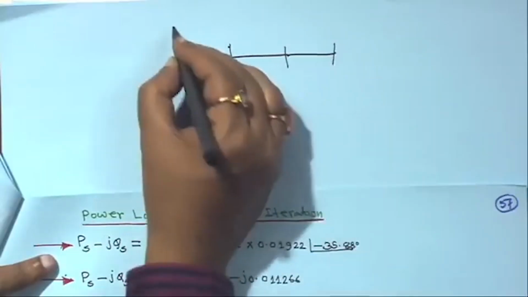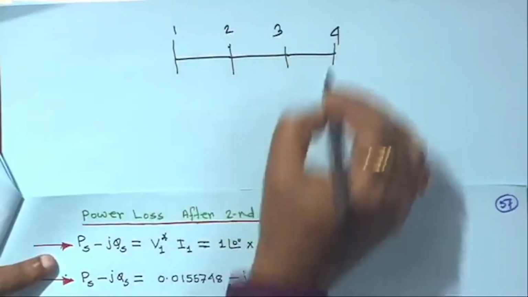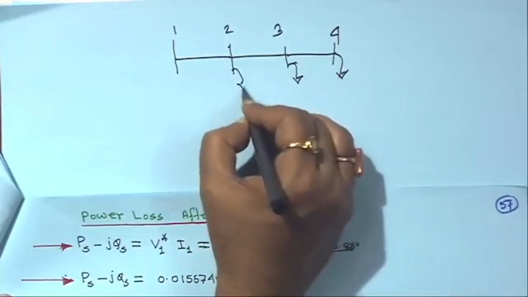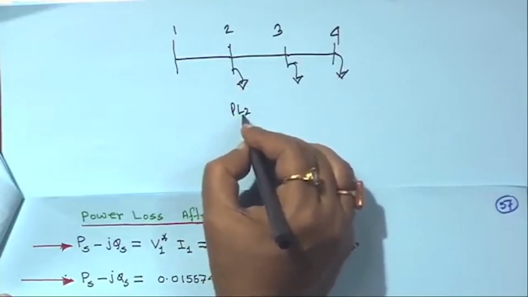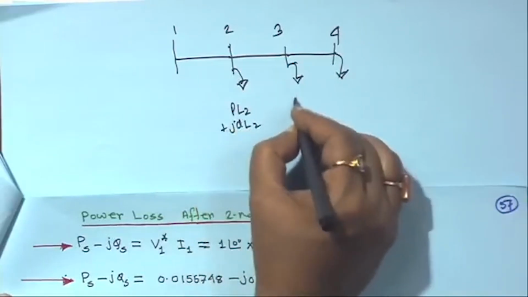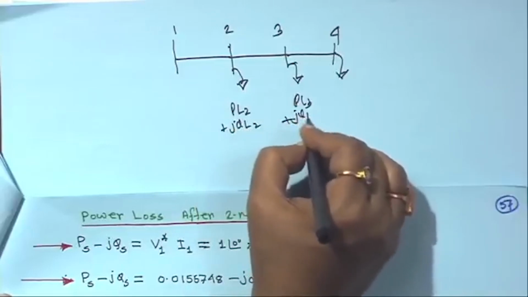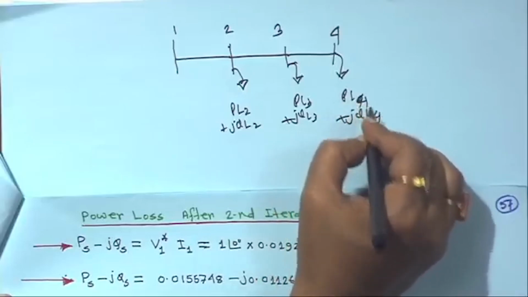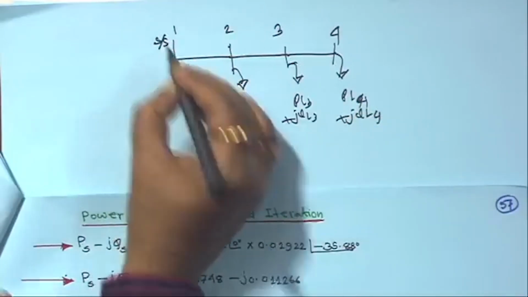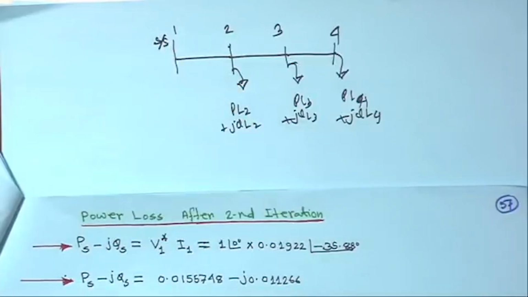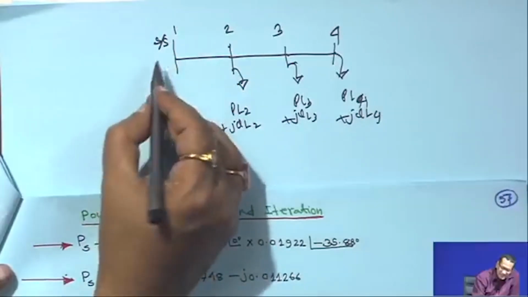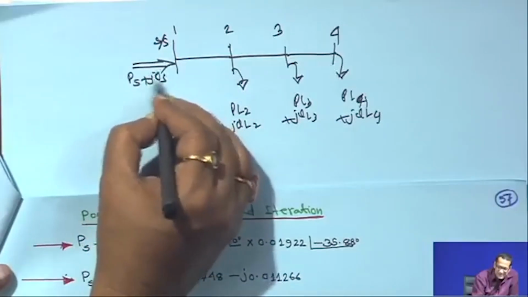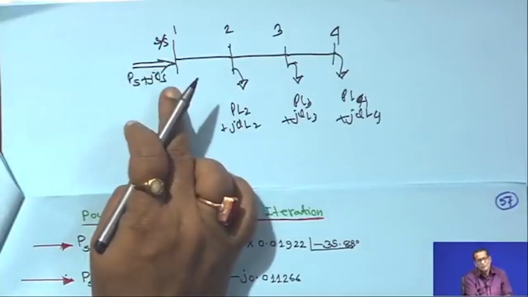We have taken a 4 node example, nodes 1, 2, 3, 4. Loads are there everywhere. This is PL2 plus jQL2, this is PL3 plus jQL3, this is PL4 plus jQL4. And this is the substation, and power is being injected here. This is your PS plus jQS, the power coming from the grid and going to the distribution network.